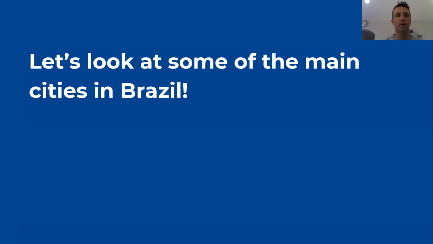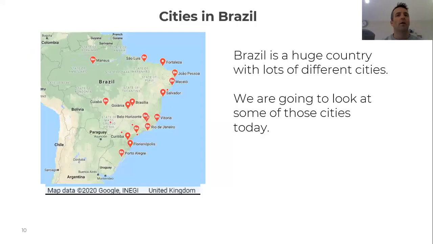Okay, great work. So now our geography brains are all warmed up. We're going to zoom in on the country of Brazil. And we're going to be looking today at some of the cities in Brazil. Now, Brazil is a huge country with lots of different cities within it. We're going to look at just some of those cities today and pick out some of those human and physical features that we can see in those cities.